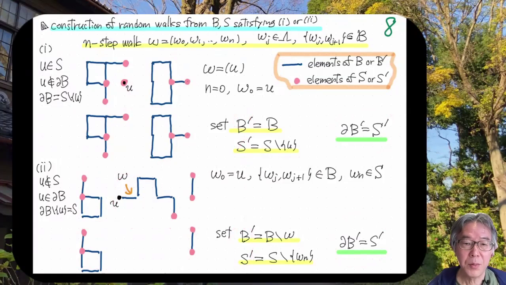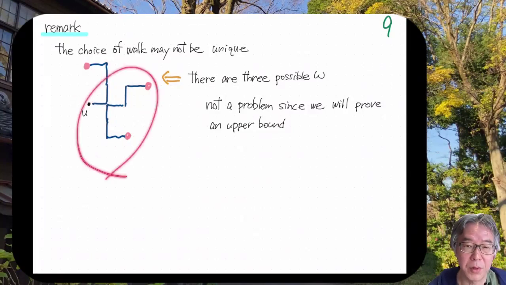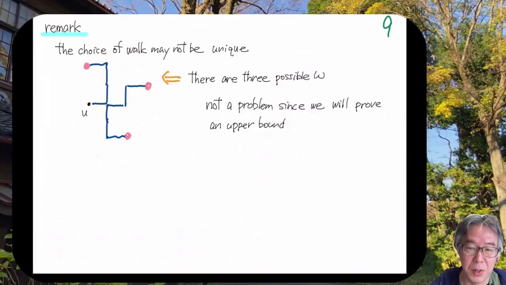Now, probably you ask whether this construction of the random walk is unique, and the answer is no. And this is an obvious example. For example, if this is U and if this is a portion of B, then there are in this case 3 possible random walks you can construct. But this is not a problem because we want to prove an upper bound. So this will give us an overcounting, but we don't care about this.